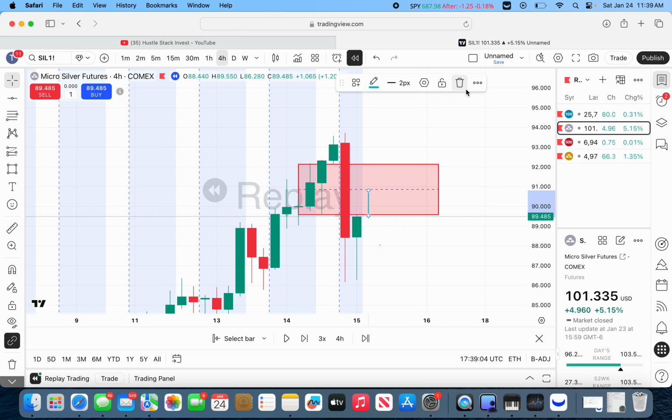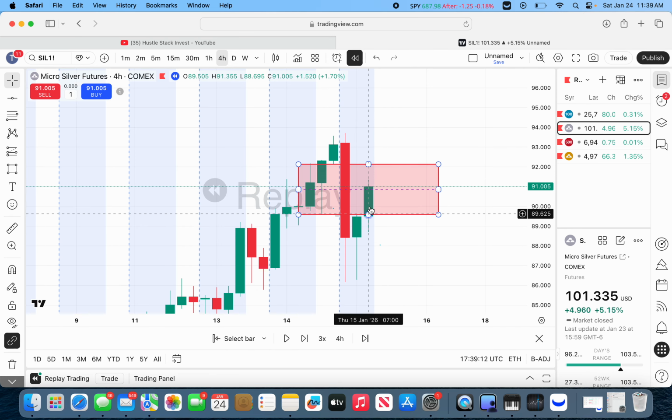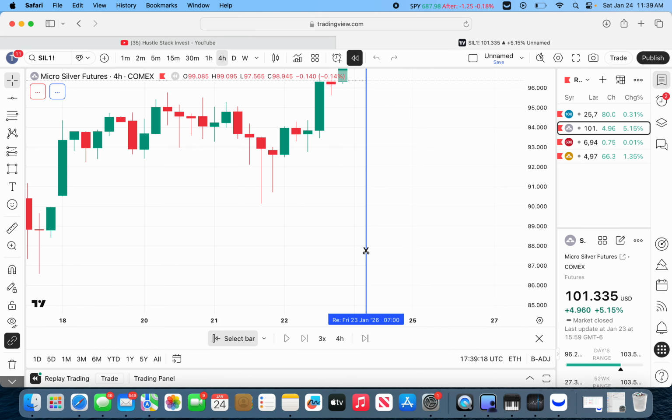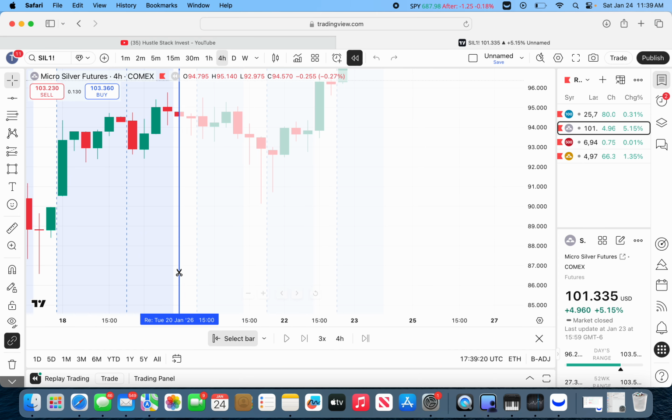But as you can see, price decided to close within that fair value gap. And that's what caused us to look at it differently. And as price plays out, oh shit. What happened?